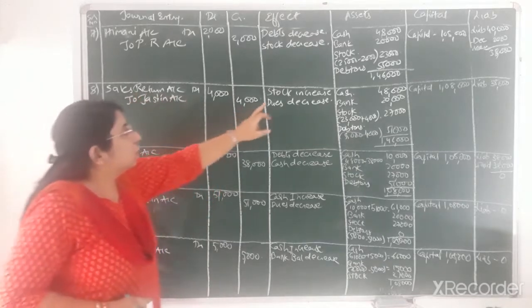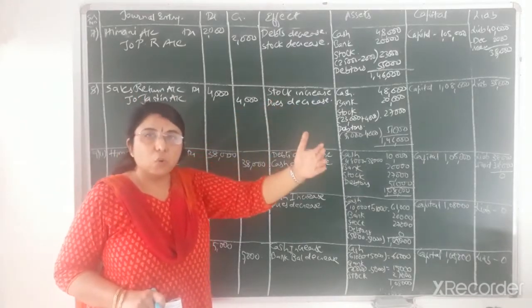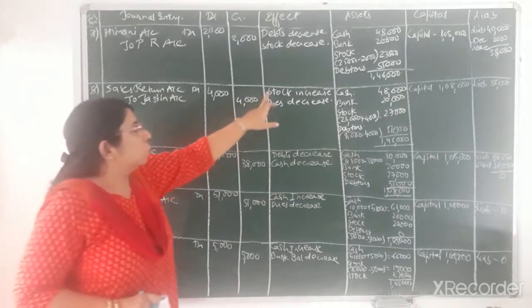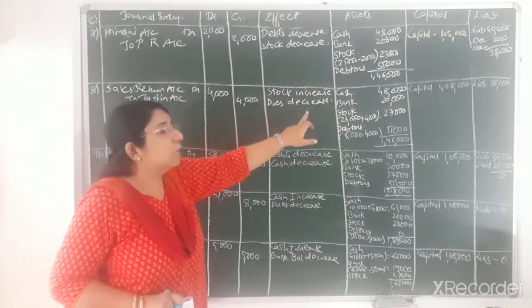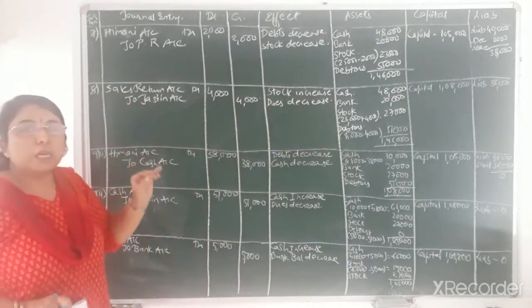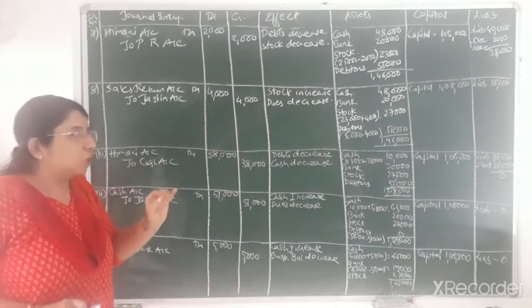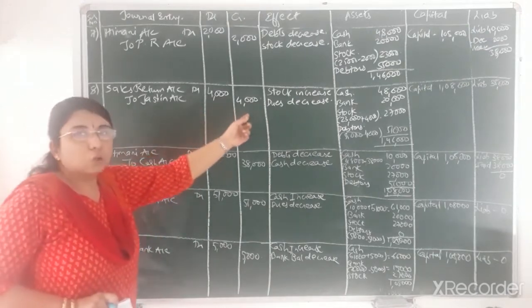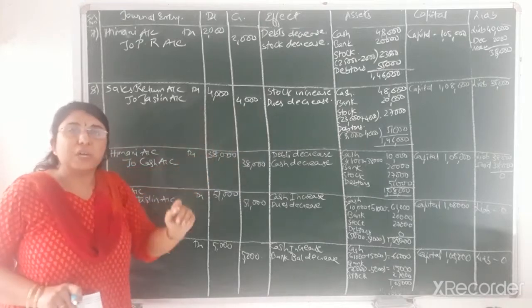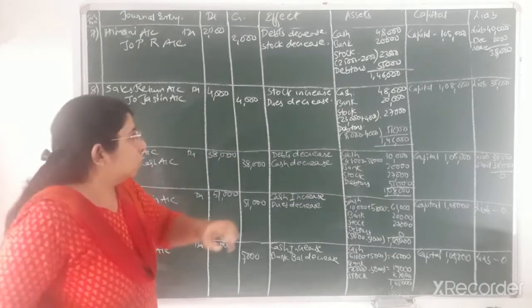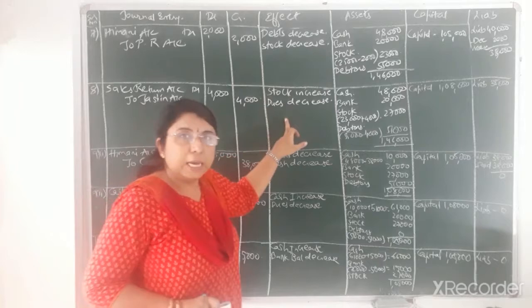Now due to sales return, stock will increase. Whichever goods we had sold, now they are coming back in the firm. So stock will increase and dues will decrease. Previously we had to receive 55,000 from Jocelyn, but now she is returning back goods worth rupees 4,000. So our dues will remain only rupees 51,000. So both these effects will come in the assets.